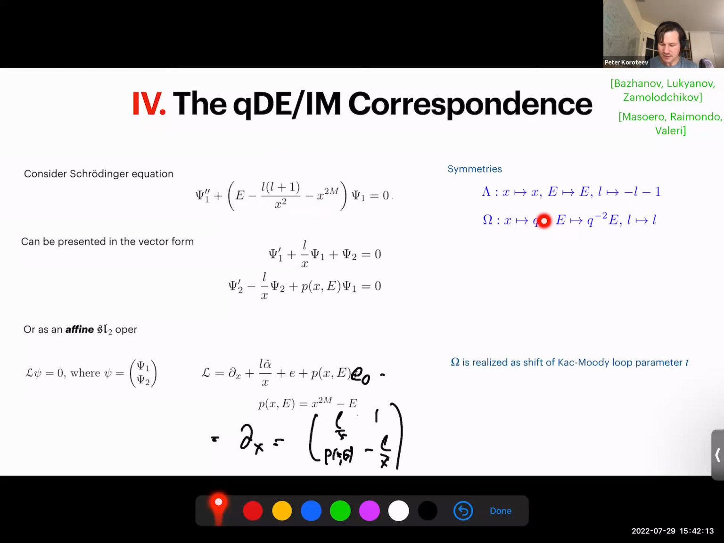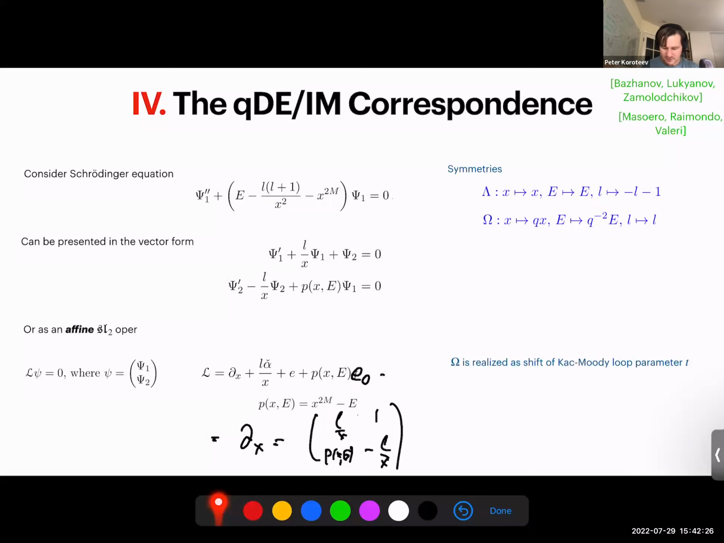And also, if you shift x, because of this function here, to make everything transform homogeneously, you also need to shift E, right? I think it's 2m here. There's a typo. 2m, right? And you don't do anything with the L.